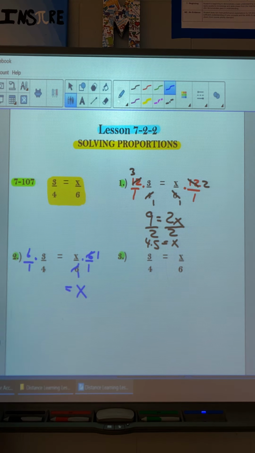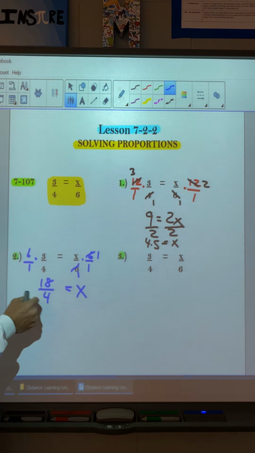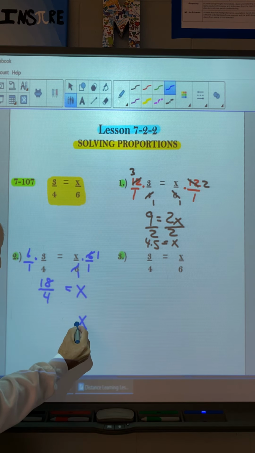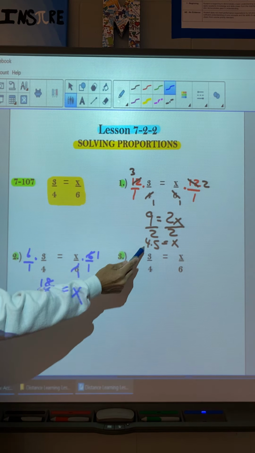So 6 goes into 6 once, 6 goes into 6 once, so I just have x left. Then all I got to do is this part. What's 6 times 3? Thank you, 18. 4 times 1 is 4, so I have 18 over 4. And now you just do the simple division. So x is going to equal 4 goes into 18. How much? Yes, 4 times, and I have 2 left over. 4 and 2/4, so 4.5, just like our first problem.